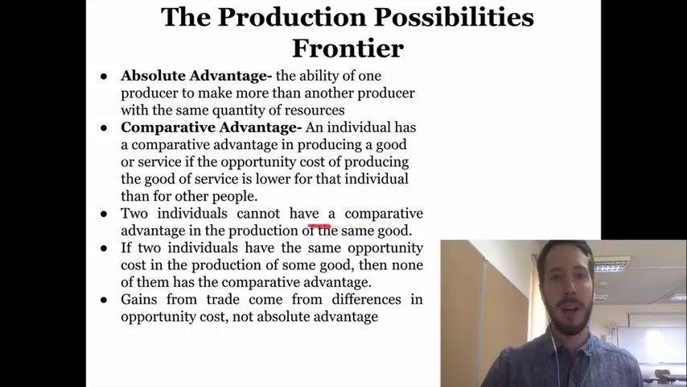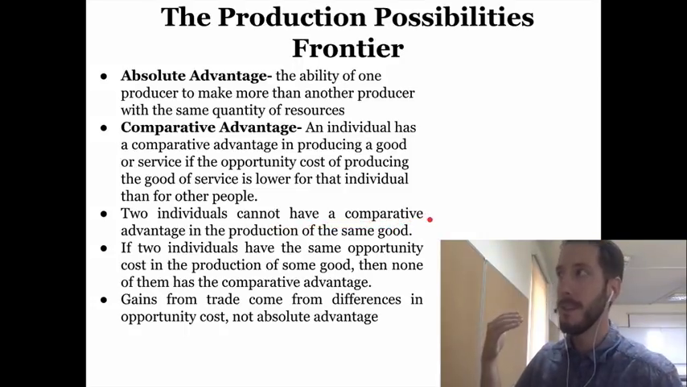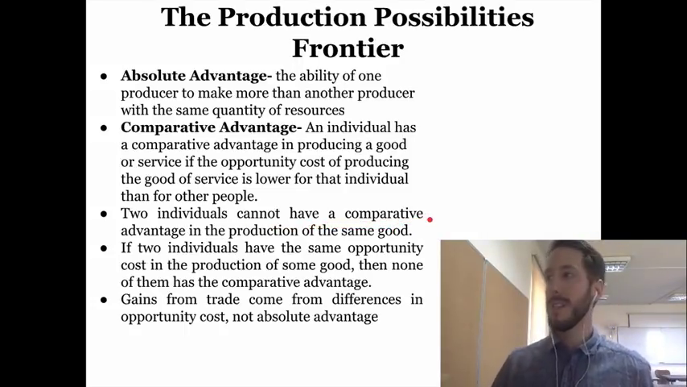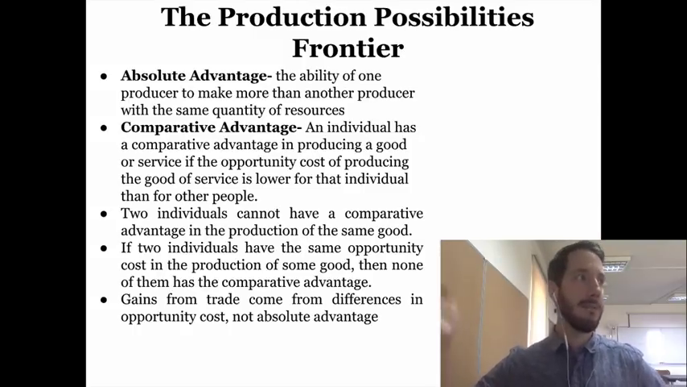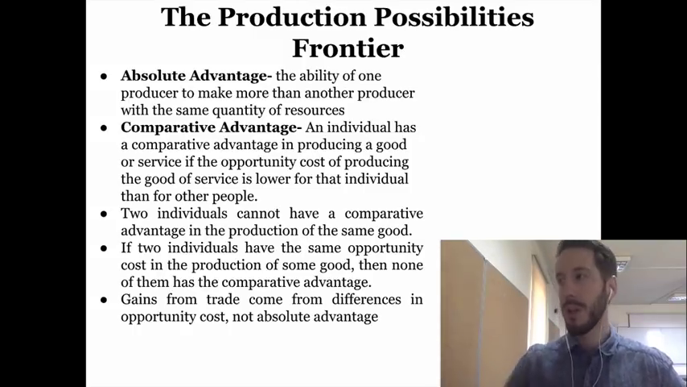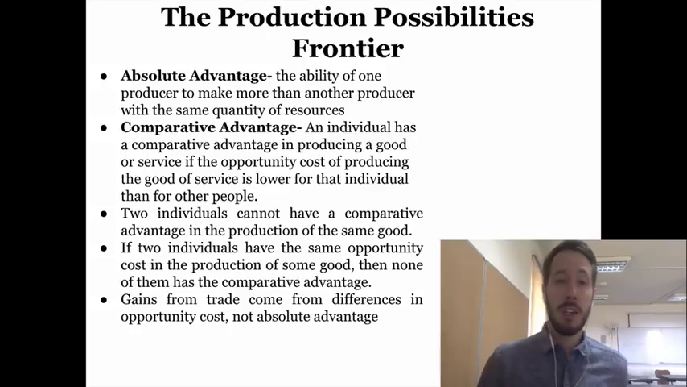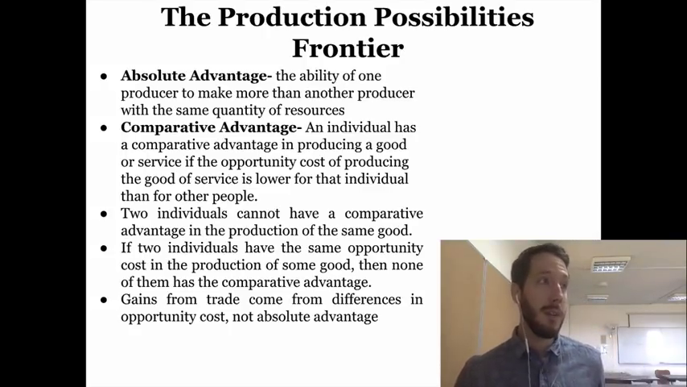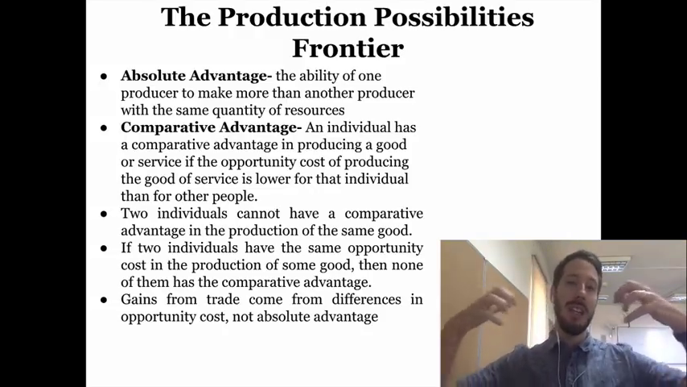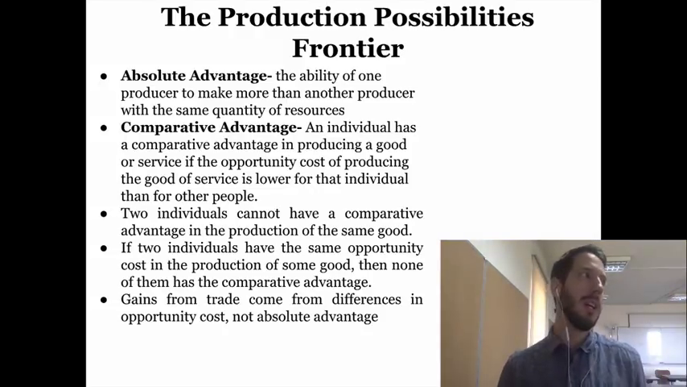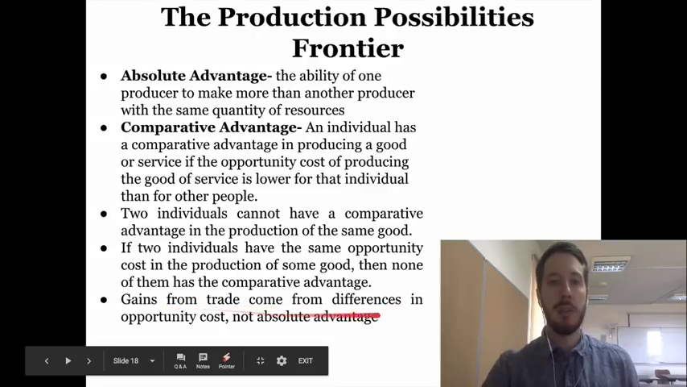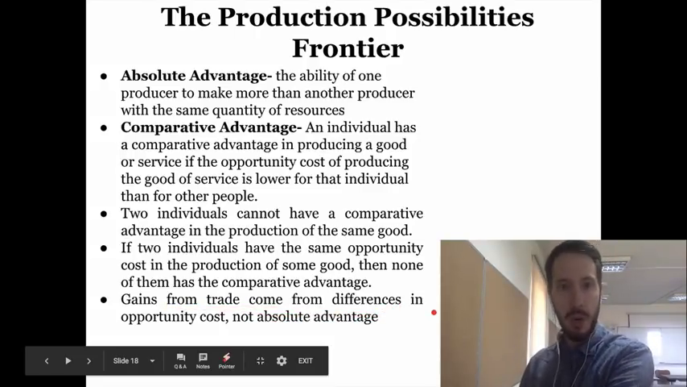You also can't have comparative advantage of the same good. The opportunity cost is not going to be exactly the same for individuals or countries. We're not that robotic. If two individuals have the same opportunity cost in the production of some good, then none of them has comparative advantage. So you can't have comparative advantage if the opportunity cost is at the same level. Also, why would they trade? Because neither has an advantage. And the gains from trade come from the differences in opportunity cost, not from saying I produce more than you.